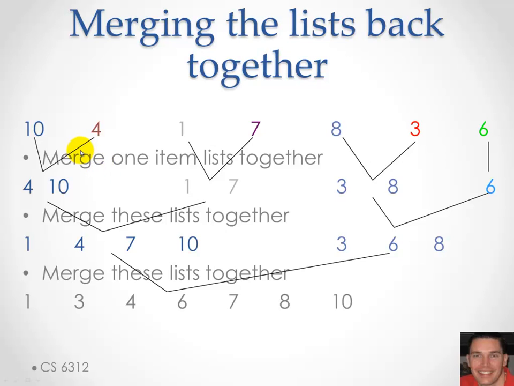I take these two lists of size 1 and merge them together, so now I have a sorted list. I take these two lists of size 1, merge them back together. These two lists of size 1, merge them back together. This list of size 1, merge it with this one. Now I can take these two lists of size 2 and merge them back together, so I get a list of size 4. I take these two separate lists, merge them, and that produces this list here. Once I have these two sorted lists, I merge those back together, and I come up with the following sorted list.